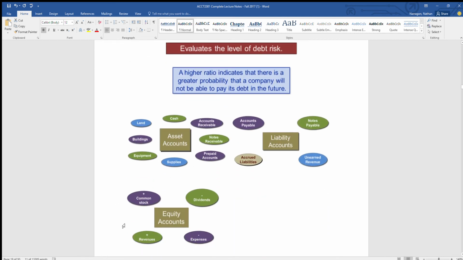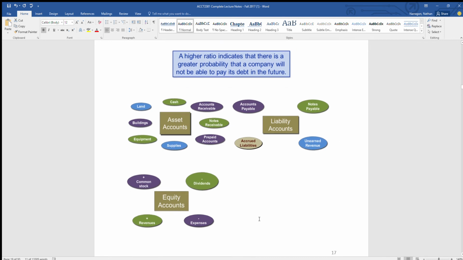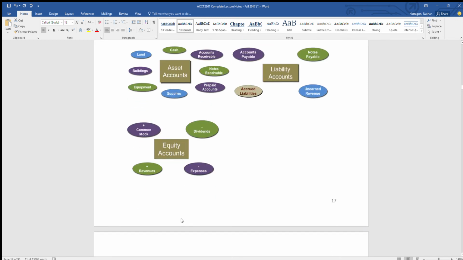Here, this is just a nice little graphic to show you all the different account types that go with certain items. So assets, you can see there are quite a few. Anytime you see receivable or prepaid, those are going to be part of that. Liabilities: if you see payable, any accrued liabilities, and unearned revenue, we're going to get into that one in the next chapter. And then the equity accounts, again, common stock, revenue, expense, dividends. Notice that it still shows the formula, which one gets added and which one gets subtracted.